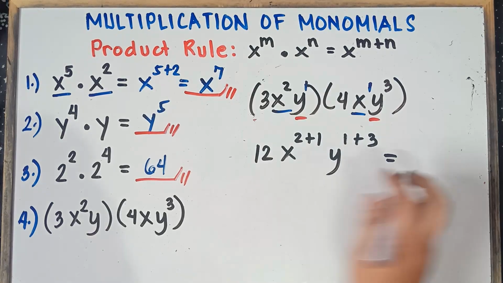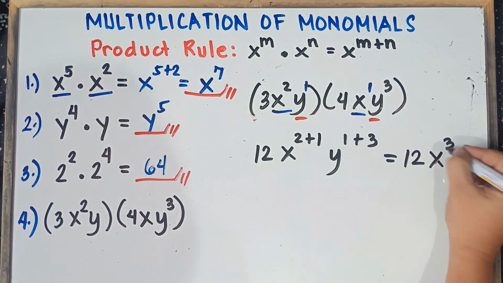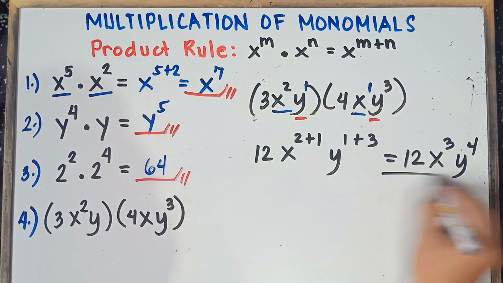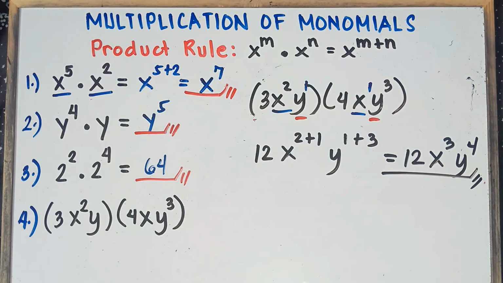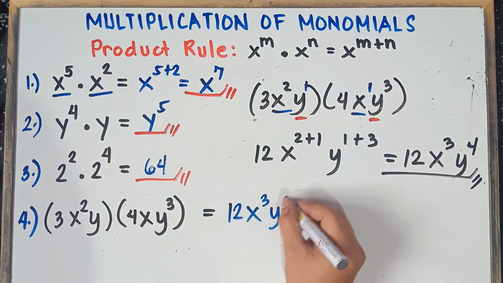Final answer, copy 12. Copy x, and then 2 plus 1, that would be 3. Copy y, and then 1 plus 3, that would be 4. That's it, class. All set. That's the answer, class, with regards to example number 4. So this is 12x cubed y raised to the power of 4.